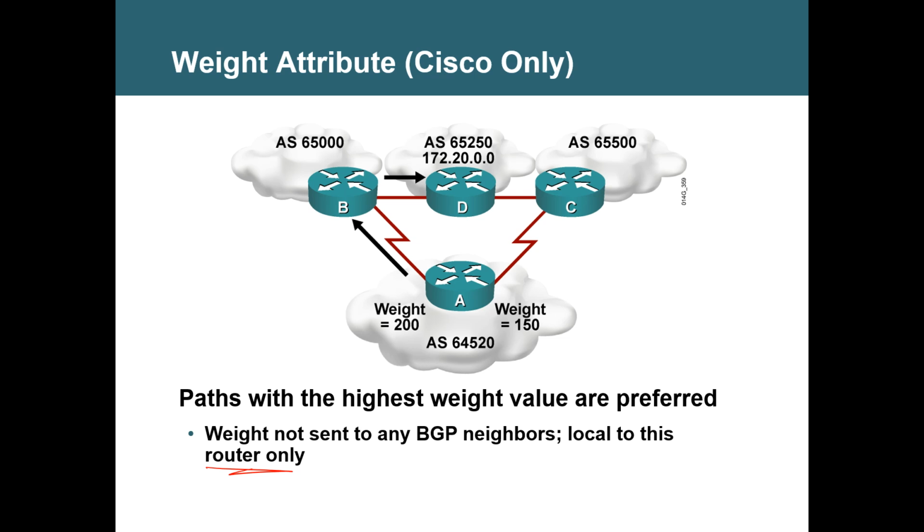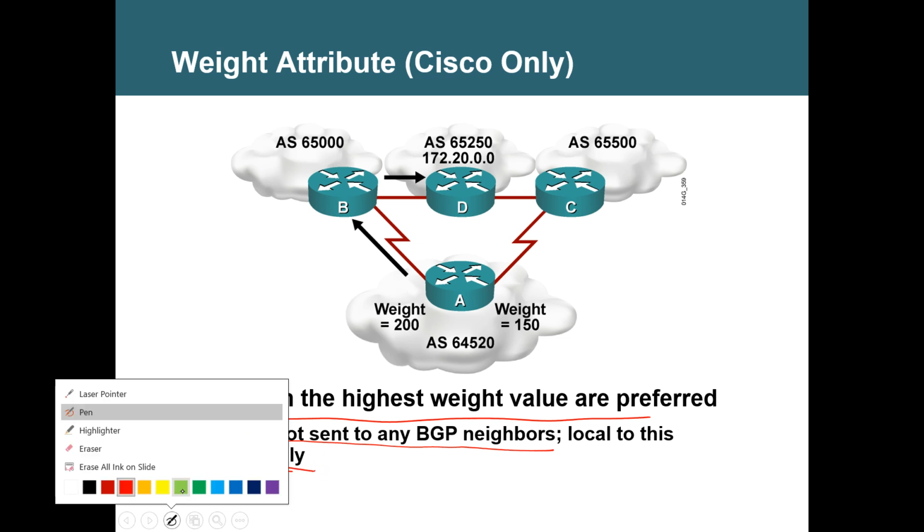So the weight that you configure on this router will not impact any IBGP neighbor or EBGP neighbor. It is not even going to be advertised. When you capture a packet, you will not see weight inside the advertisement. So no other routers will know about the weight that you have set for a neighbor on this A router. Paths with the high weight values are preferred. Weight is not sent to any BGP neighbor. They are local to the router. Any question on weight?